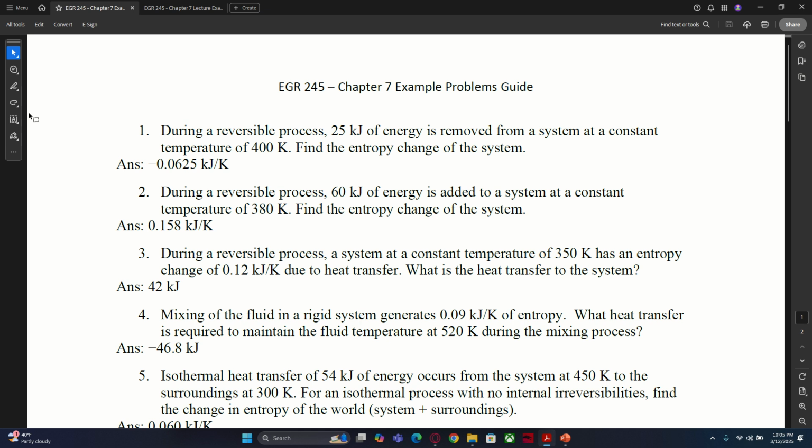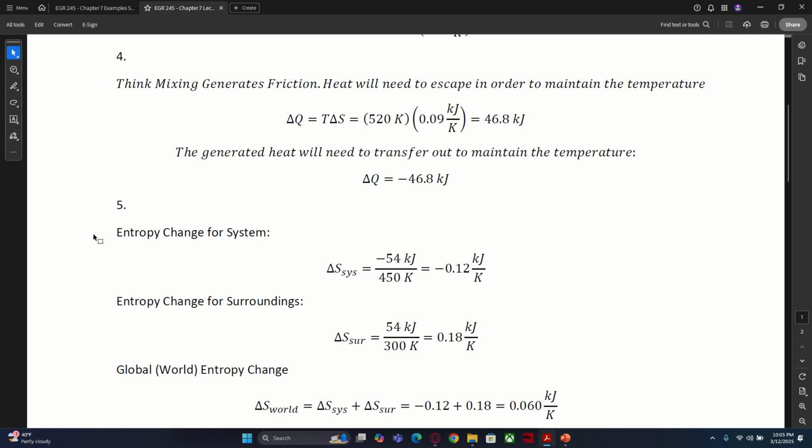Well, we're given entropy and we're given our temperature. For this, think of mixing as a source of friction. Heat will need to escape the system in order to maintain the temperature. Now, heat transfer equals temperature times the change in entropy. 520 Kelvin times 0.09 kilojoules per Kelvin gets us to a heat transfer of 46.8 kilojoules.